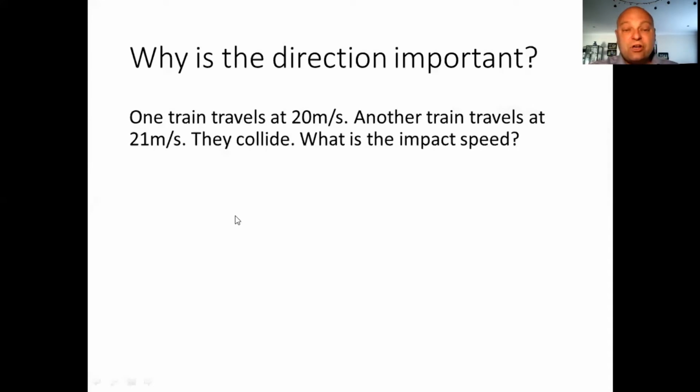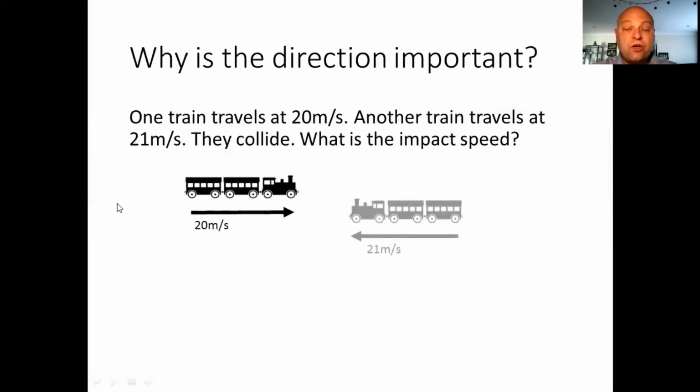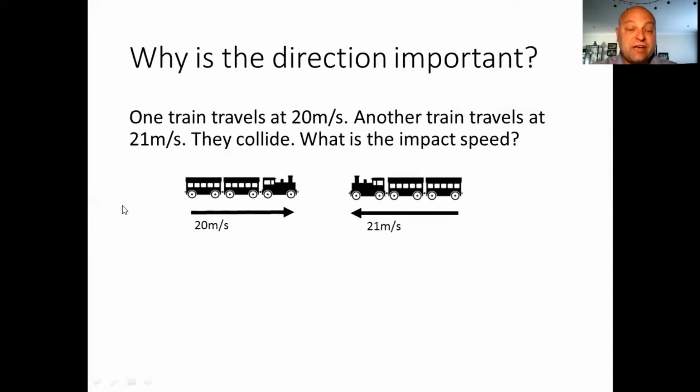Okay, let's have a look at this problem then, see what you might have come up with, and then work out why the direction is important in this problem. Oh, you could have had this. You might have come up with one going at 20 meters per second, one going at 21 meters per second, and the impact speed is 41 meters per second. If you got that, you might have got it right, but there is another answer.